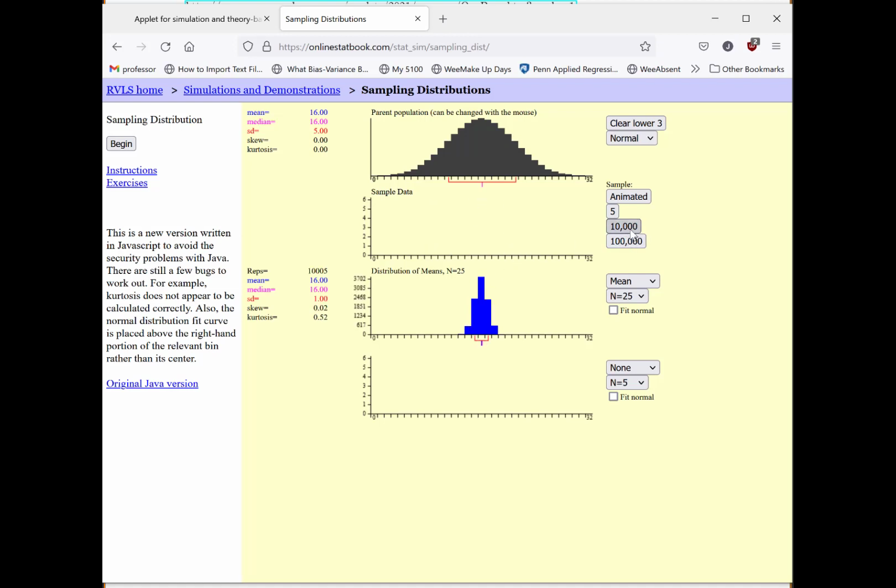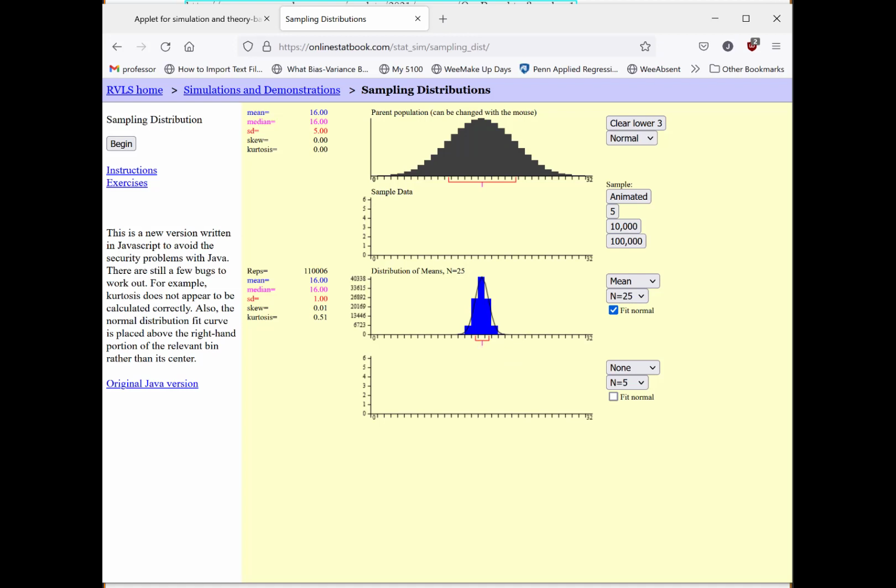I could try 10,000 samples, and notice it looks fairly normal. And even at 100,000, it looks normal. Now the reason this looks weird is because I didn't put very many pixels on, so they can't actually draw it looking normal. But it ends up looking normal. You can fit the normal curve and see it looks fairly normal. Again, they just don't have enough pixels.